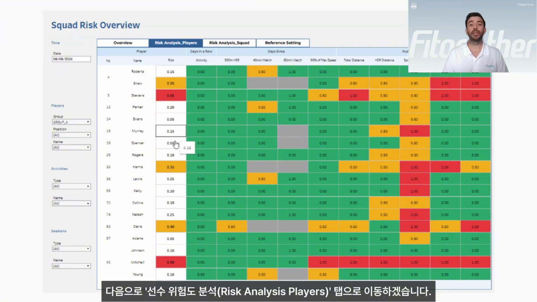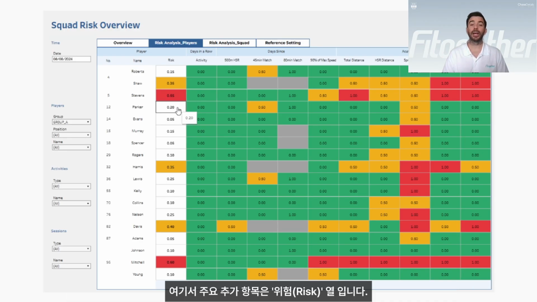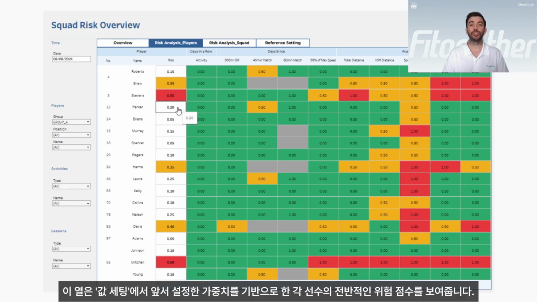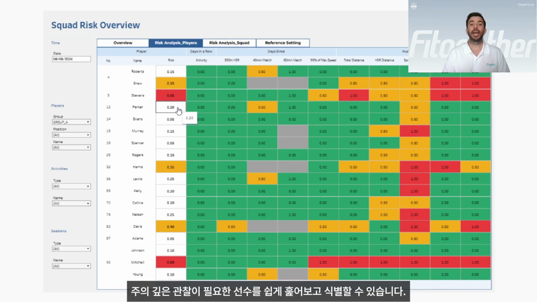Next, let's move over to the risk analysis players tab itself. This gives you an individual breakdown for each player across all the same metrics, your days since and acute to chronic ratios. The main addition here is the risk column, which shows each player's overall risk score based on the weightings you set earlier in the reference settings. The color coding is white for low risk, yellow for moderate, and red for high risk, making it easy to scan and identify players who may need closer attention.